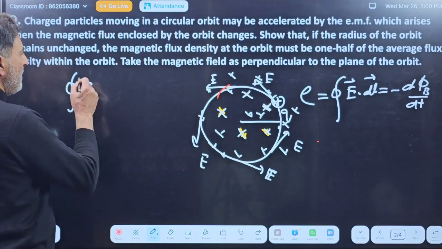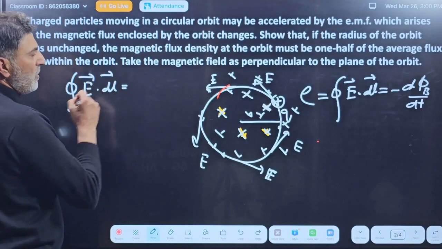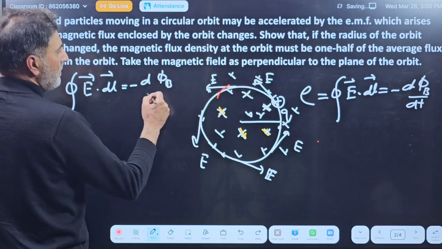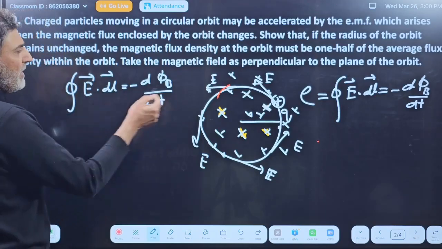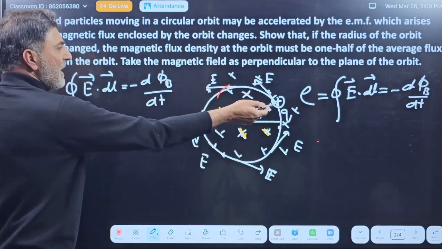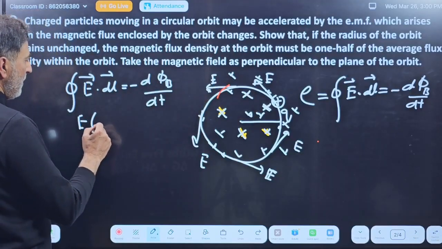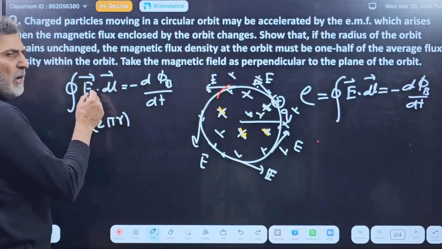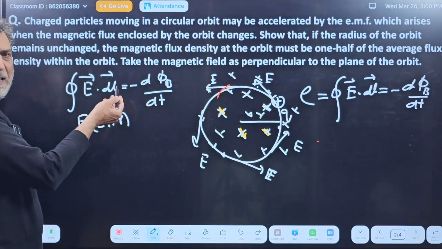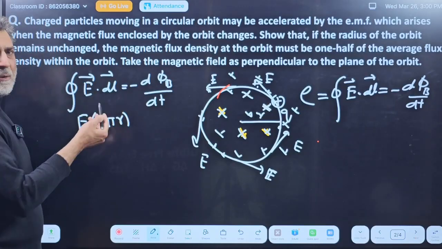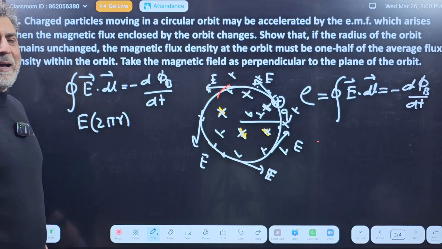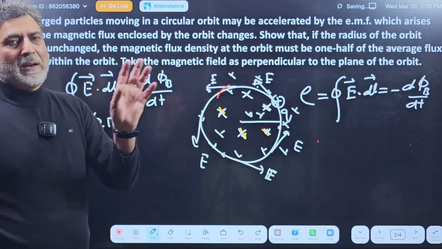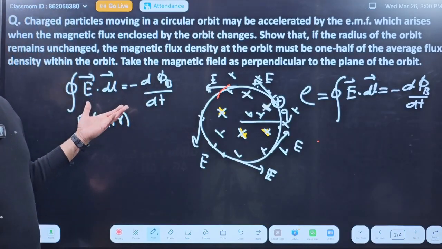Integration of E dot dl is equal to minus d phi B by dt. Okay, so here you are integrating the electric field over this path. So integration of electric field over this path is E into 2 pi r, because the angle between the path length and electric field is 0. So the dot will go to cos 0, that is 1. So it is E dl. That is, E will come out, and integration of dl is L, and this L is 2 pi r. Again, I will repeat. The dot will go because the angle between the path length and the electric field is 0, and cos 0 is 1, and it will become E dl cos 0, that is E dl.